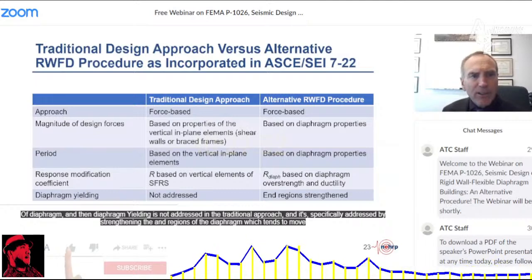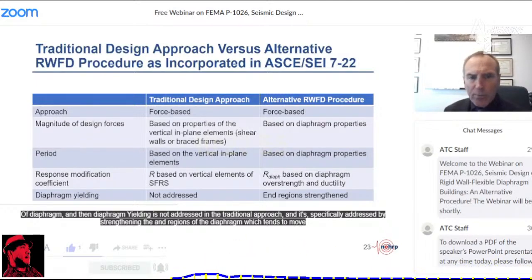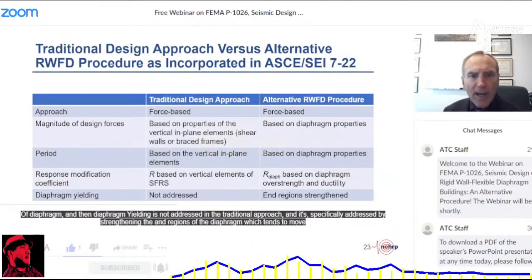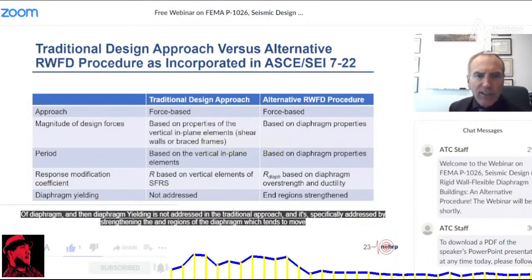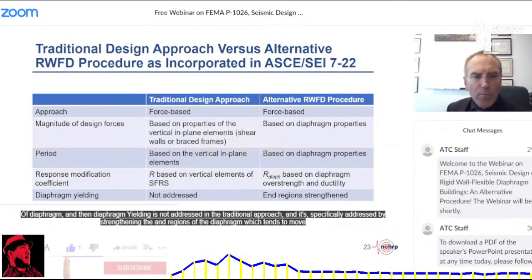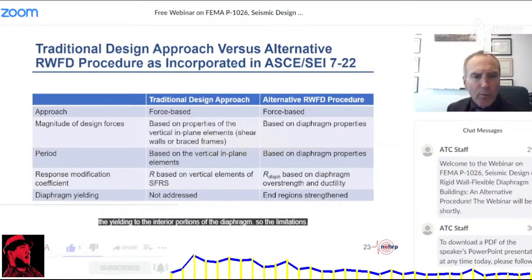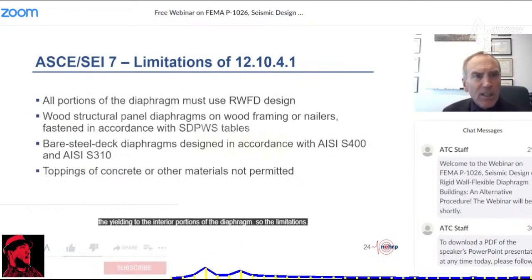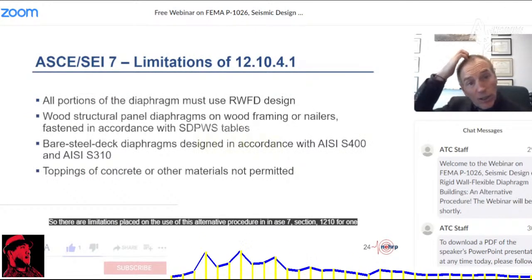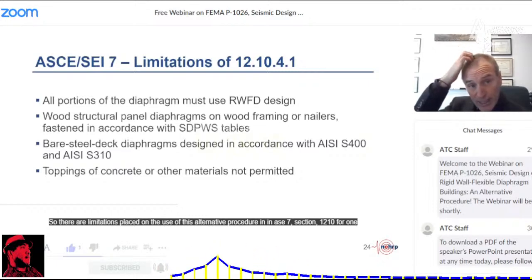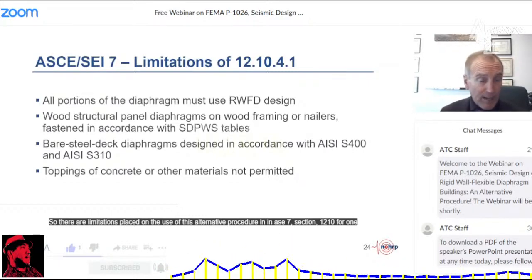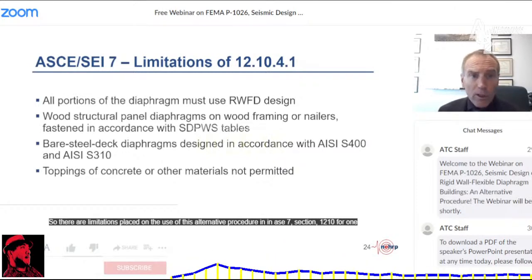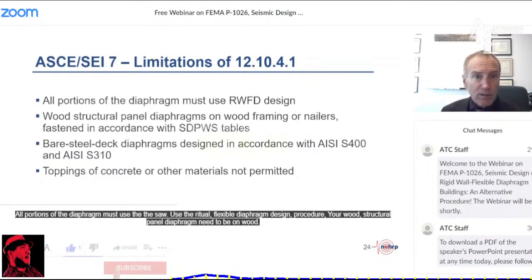And then diaphragm yielding is not addressed in the traditional approach, and it's specifically addressed by strengthening the end regions of the diaphragm, which tends to move the yielding to the interior portions of the diaphragm. So there are limitations placed on the use of this alternative procedure in ASCE 7, section 12.10.4.1. All portions of the diaphragm must use the rigid wall flexible diaphragm design procedure.